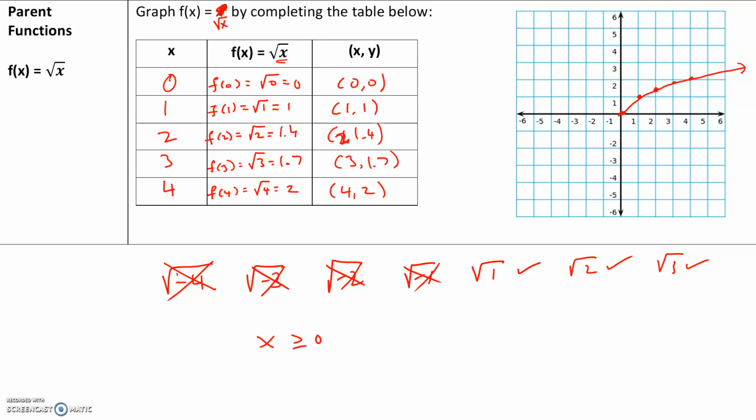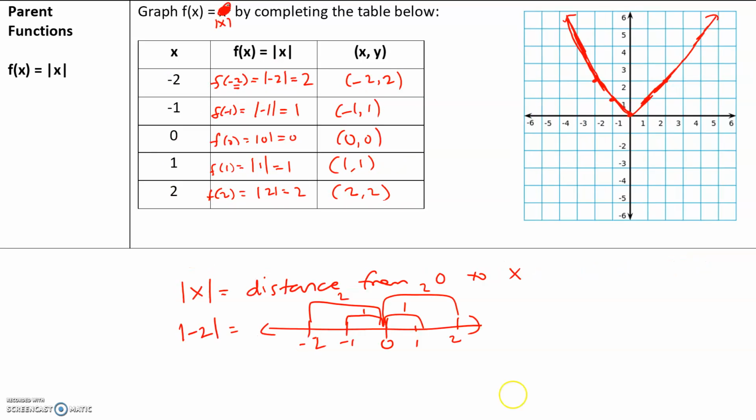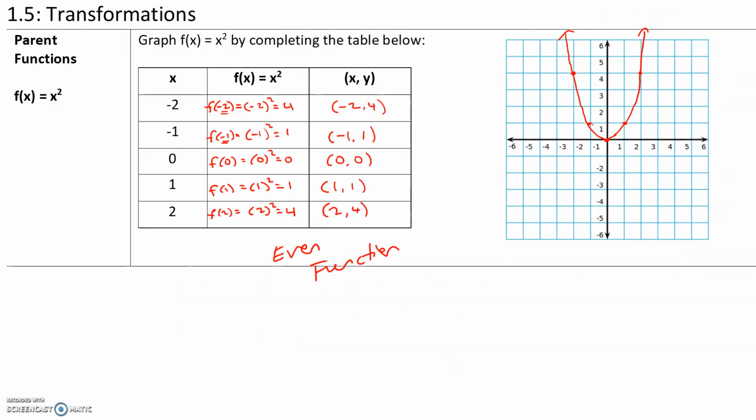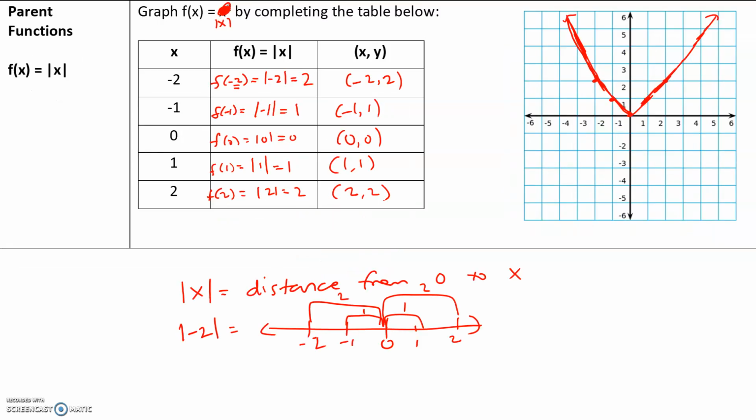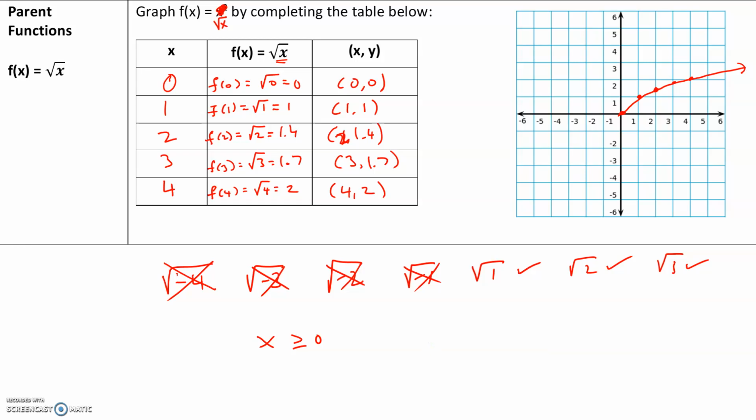Now these functions are going to get transformed. So remember the basic shapes of the three functions we talked about. We have the quadratic function x squared, we have the absolute value function, which is a V shape, and then we have the square root function that looks like this.